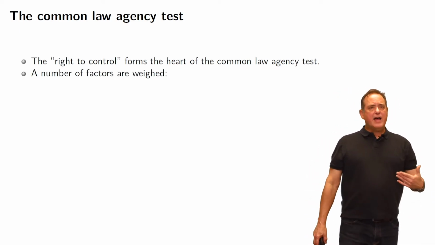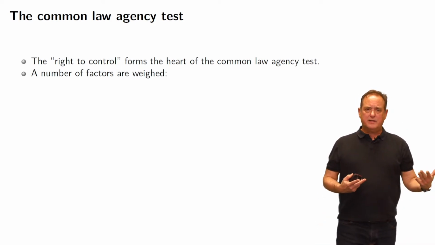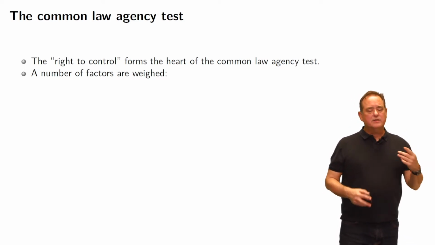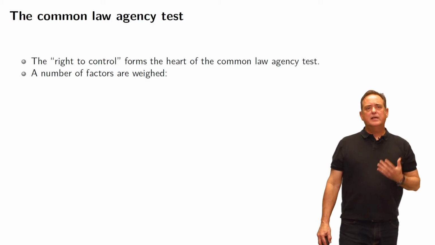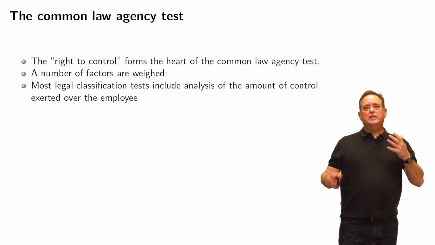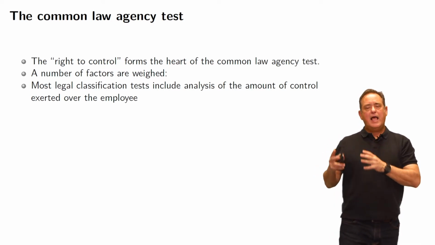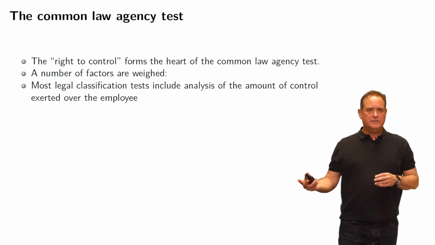So we look at a number of factors, and I had all these listed, but I think I'll just post something online because there's about 14 different factors. But the one that's important is this right of control. That's going to be the dominant consideration. And what it says is, does the employer have the right of control over the work of the employee?